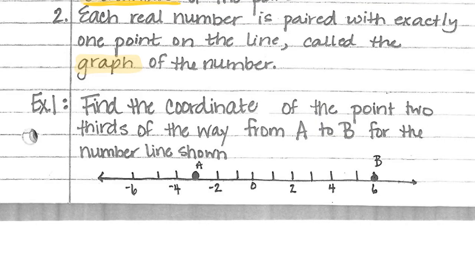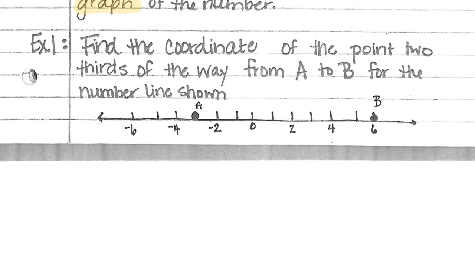All right, moving on to example 1. Find the coordinate of the point 2/3 of the way from A to B. So the first thing we have to do is notice where A is. Well, if this is 0, this is -1, this is -2, this is -3. And we're going all the way up to 6. So we have to know how many spaces that is. 1, 2, 3, 4, 5, 6, 7, 8, 9. Or I could know that this was 3 and this was 6, which is the absolute value. The absolute value is the distance a number is from 0.